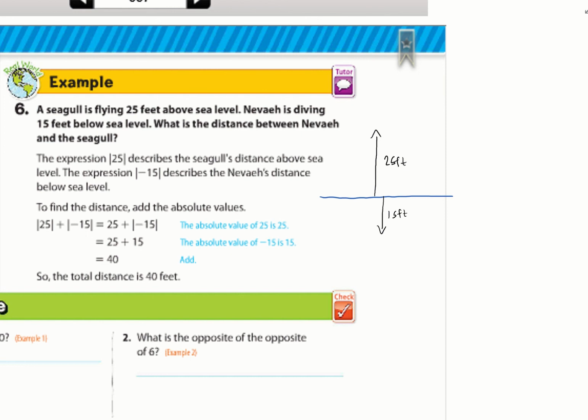So what this is going to turn into, since 25 feet is above sea level, that's going to be the absolute value of 25. And we're going to add that to the distance that Nevaeh is. And she's 15 feet below sea level, so that's going to be a -15. So now the absolute value of 25 is 25, and the absolute value of -15 is 15. So we're going to get the answer of 40 feet. So the total distance is 40 feet.